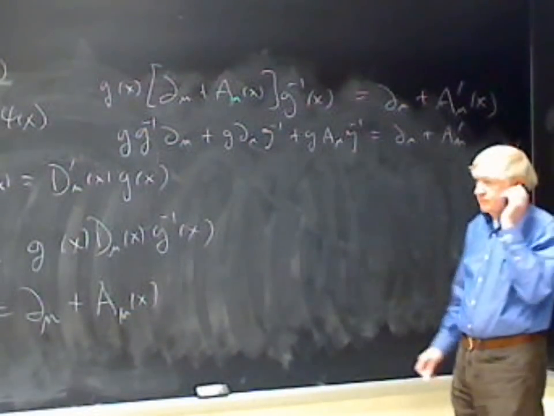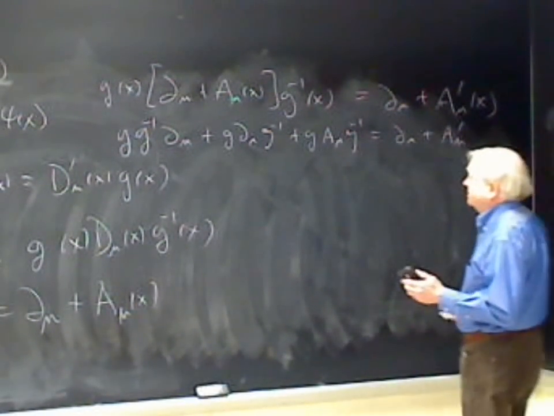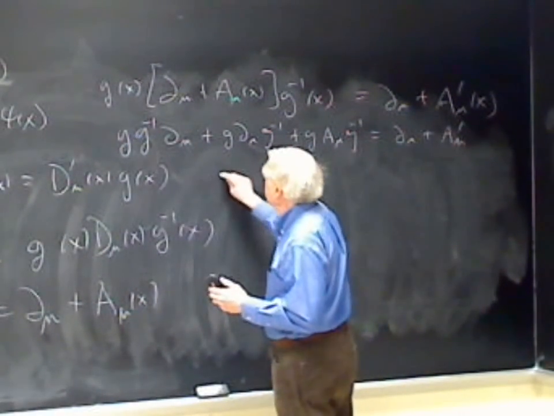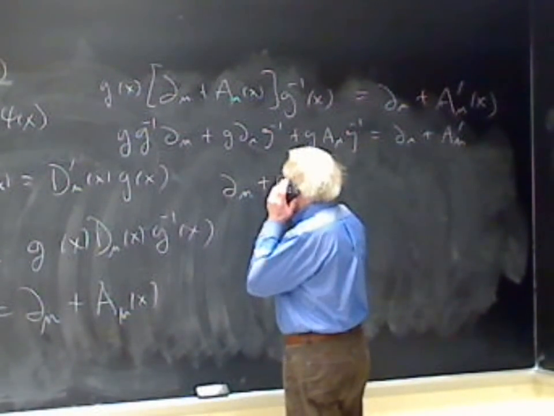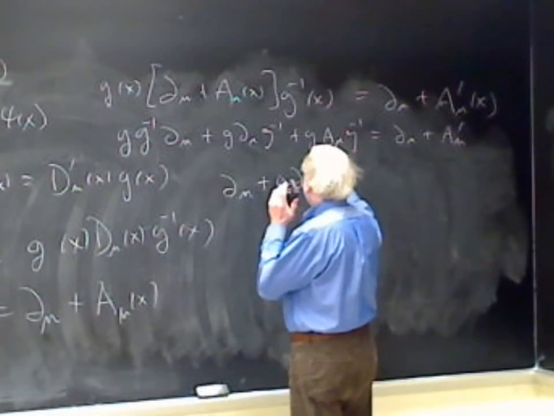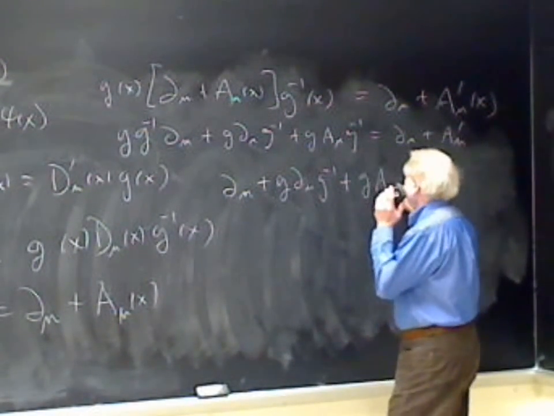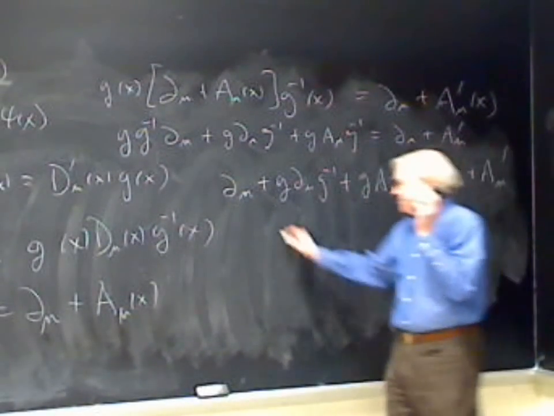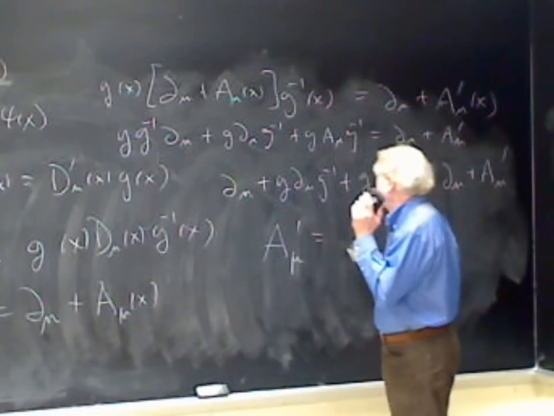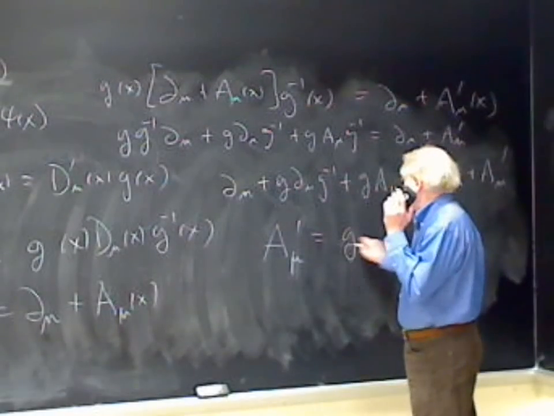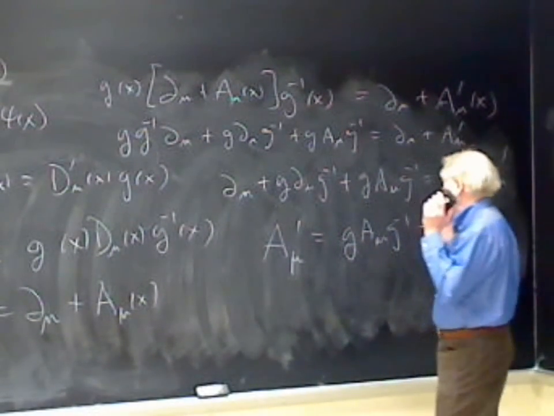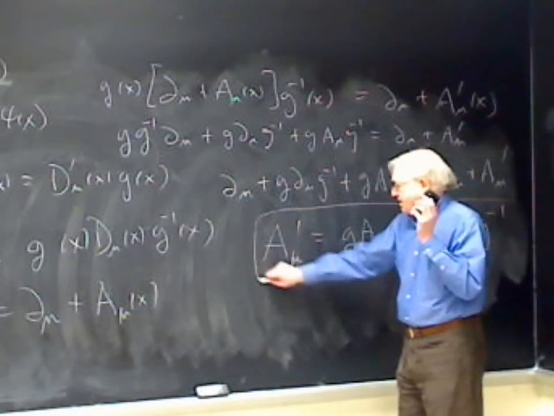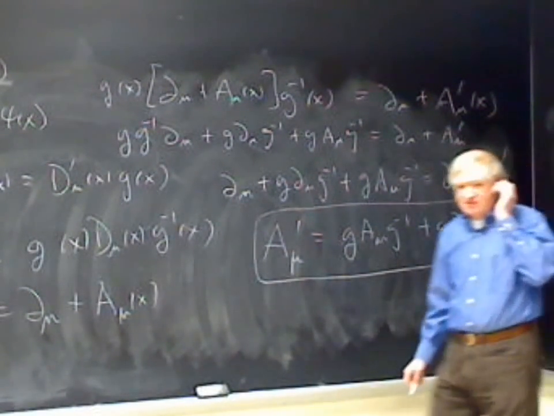Okay. And so rewriting this, since g g inverse is 1, this is D mu plus g D mu g inverse plus g A mu g inverse equals D mu plus A mu prime. So this tells us that A mu prime is g A mu g inverse plus g D mu g inverse. So this tells us how this A mu prime has to transform.